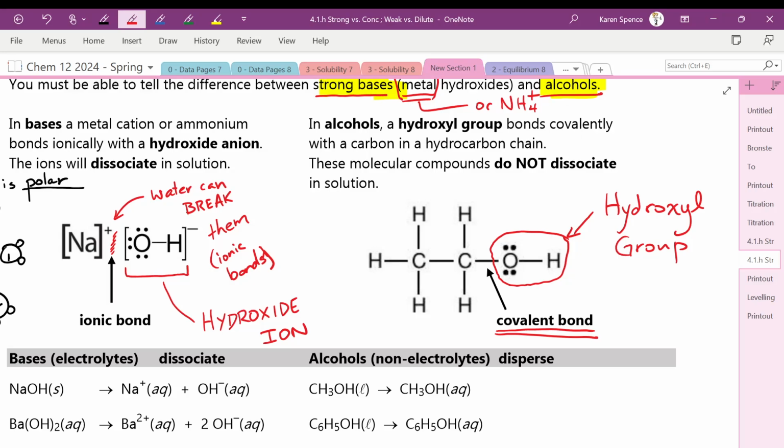Can water break covalent bonds? Nope. Water cannot break them.